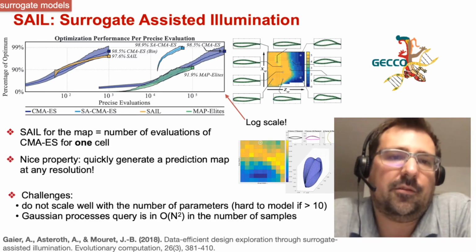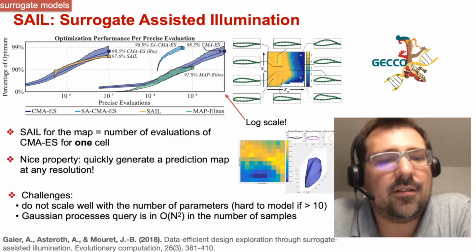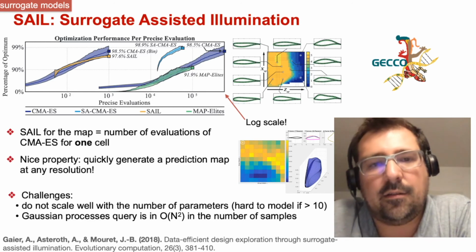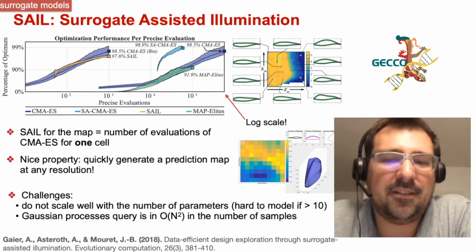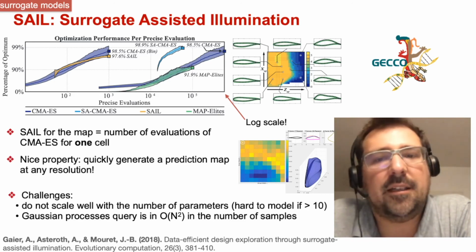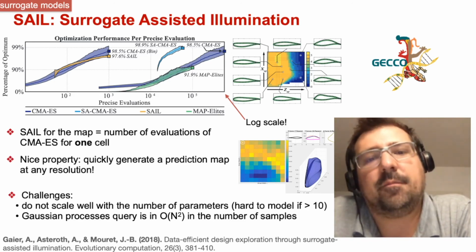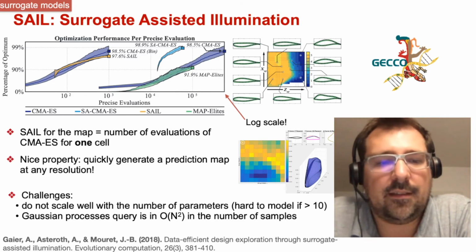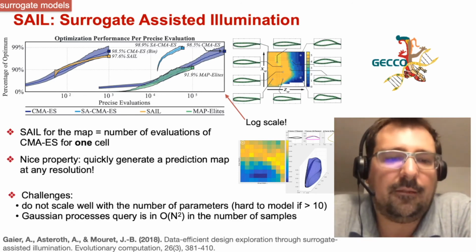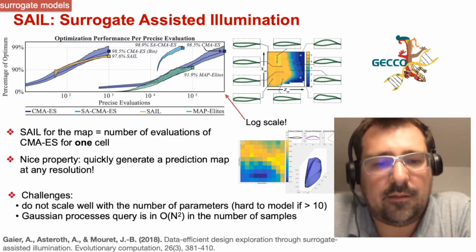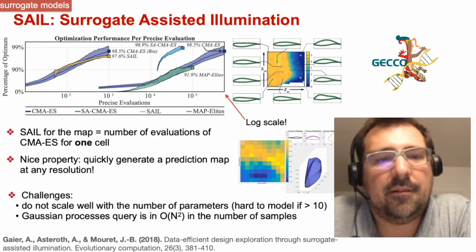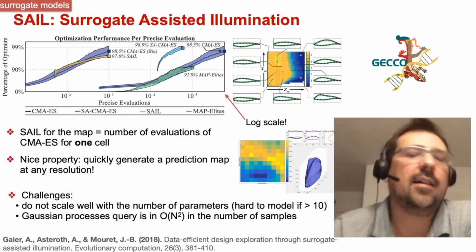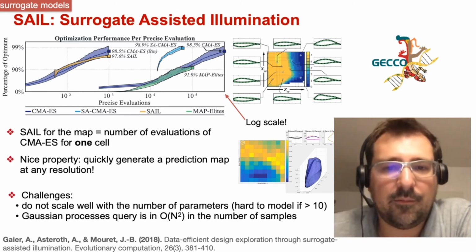The main challenge if you want to use surrogate assisted illumination is that it does not scale well with the number of parameters. So if your genotype space is very large, like if you have more than 10, 15, 20 parameters, then it becomes very hard to make predictions about the fitness given the parameters. And the other issue is that Gaussian processes are very good for surrogate models, but their query time increases quadratically in the number of samples. So after a few thousand samples, then it starts to be very slow, and that makes the surrogate much less useful.